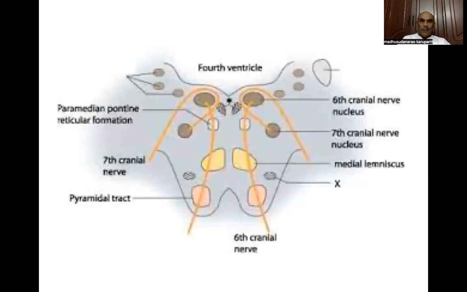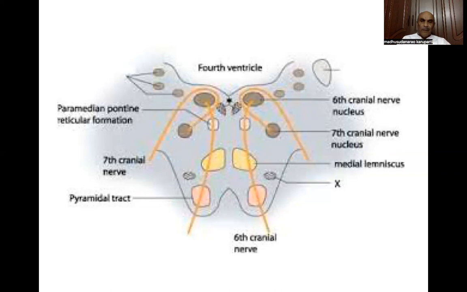Look at this picture. It is a cross section at the level of the pons showing the cranial nerve nuclei. If you look at that, motor cranial nerves are located more medially when compared to the sensory cranial nerves, which are located in the dorsolateral part.